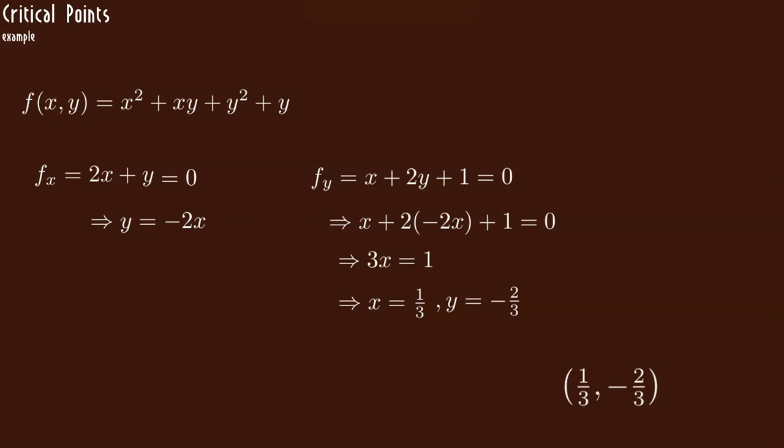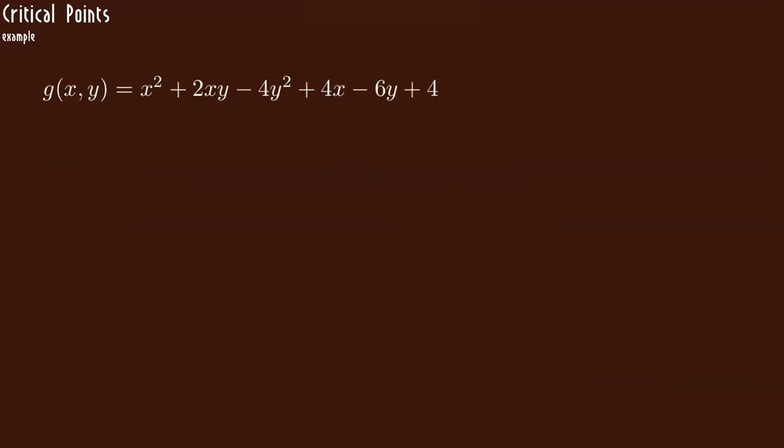Now before I go into how to figure out what it is, let's do another critical point. So here's my function. The partial of g with respect to x is 2x plus 2y plus 4, set equal to 0. We'll try this a little bit differently. We'll show you a different way of solving for x and y when you've got 2 equations. The partial with respect to y is 2x minus 8y minus 6, and then we're going to set that equal to 0.